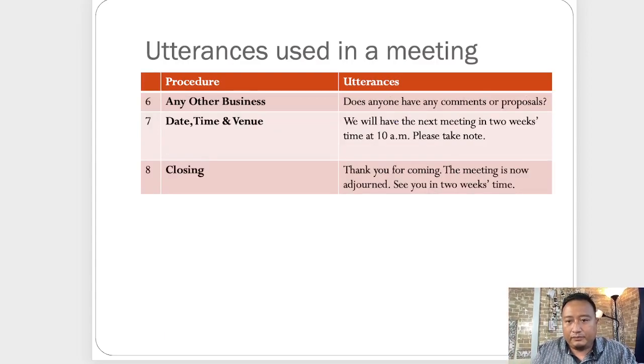Alright. So for any other business, does anyone have any comments or proposals? Okay. Then before you end, you say, we will have the next meeting in 2 weeks' time at 10 a.m. Please take note. And then this is the part that you cannot miss. Thank you for coming. The meeting is now adjourned. See you in 2 weeks' time. That word needs to be said towards the end of the meeting. Alright, before you end your meeting, you need to say that the meeting is adjourned.